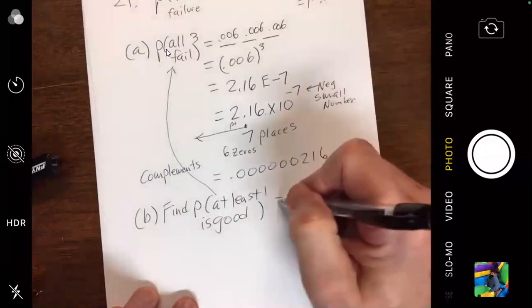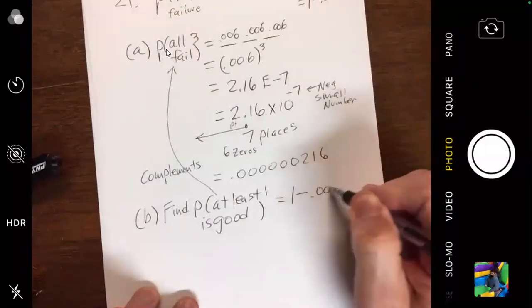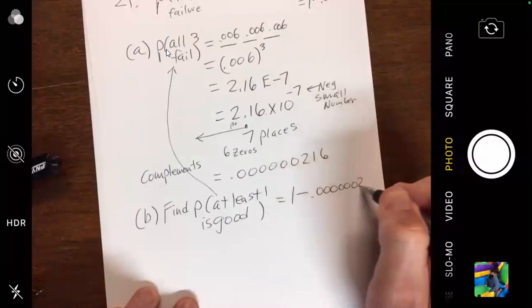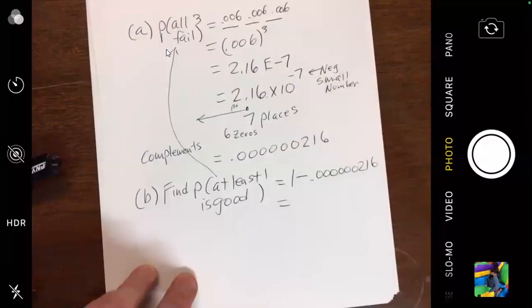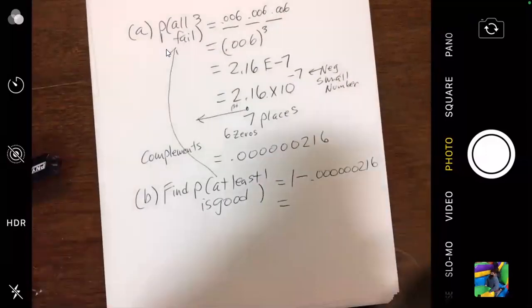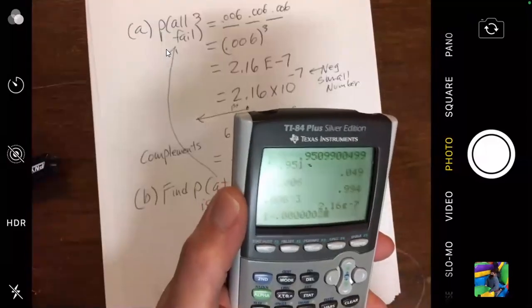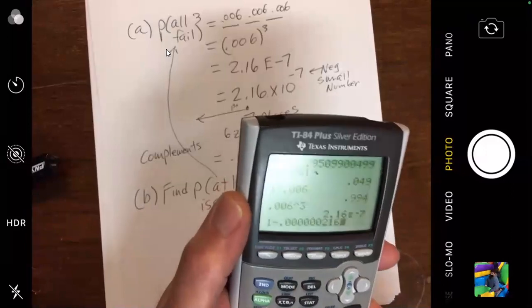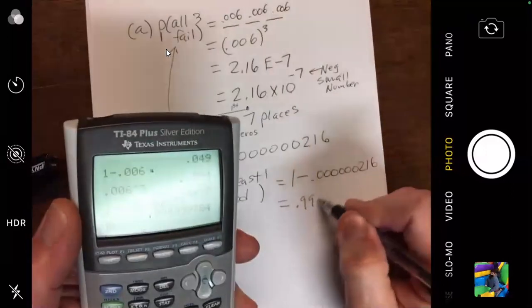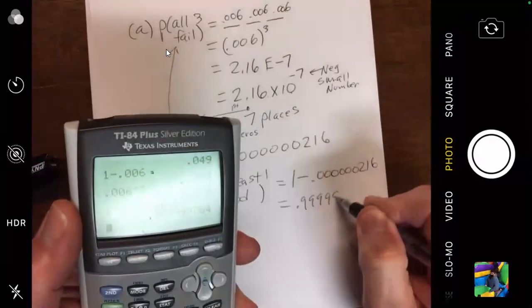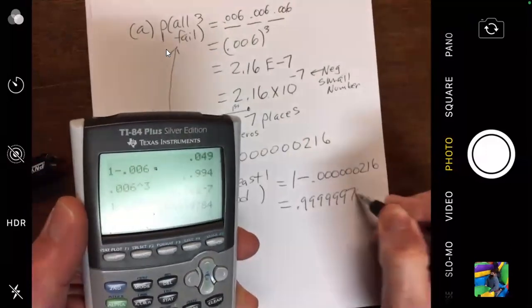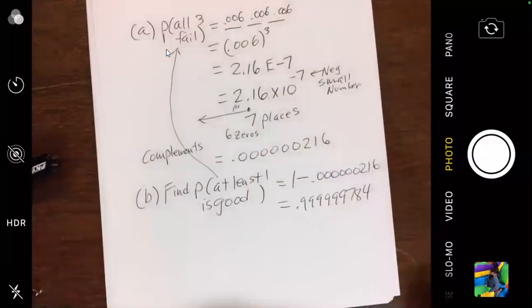So you can get it from 1 minus 0.0000216. If you want to match the book, better write out all those digits. 1 minus 0.123456216. 0.99999. I think there's 6 nines there. Yeah, 784. So that is your chance that at least one of the parts will stay good and y'all can stay in the air and not crash.